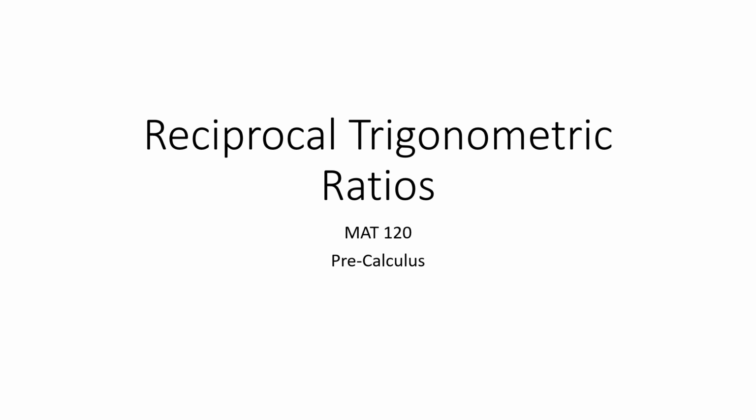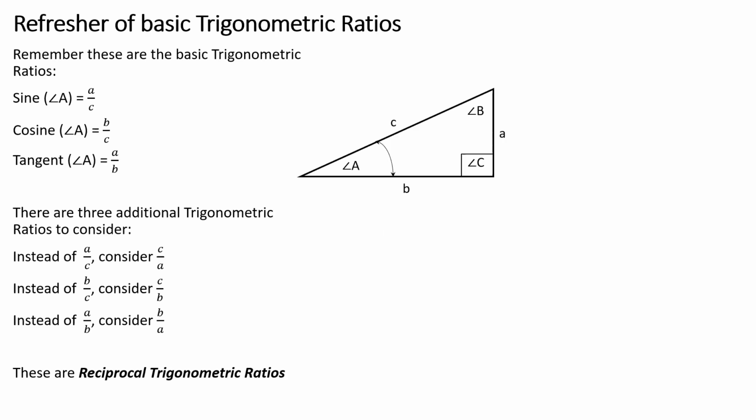Reciprocal trigonometric ratios. We talked about this a couple days ago in class, and I want to go into more detail about it today. As we've said, SOHCAHTOA: sine is opposite over hypotenuse, cosine is adjacent over hypotenuse, and tangent equals opposite over adjacent. I've got a triangle here.